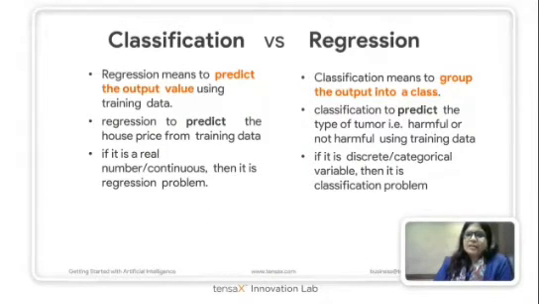So let's talk about classification versus regression, right? With regression we are talking about prediction. We are talking about interrelationships and how we are using those interrelationships to predict an output value for our data set. Classification, however, is where we are grouping the outputs into a certain class.